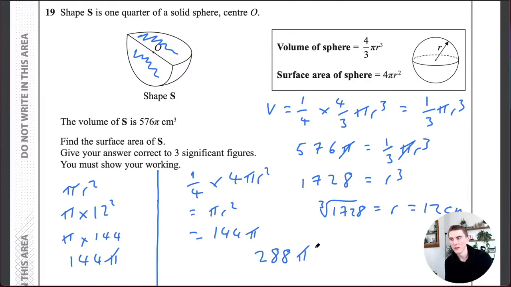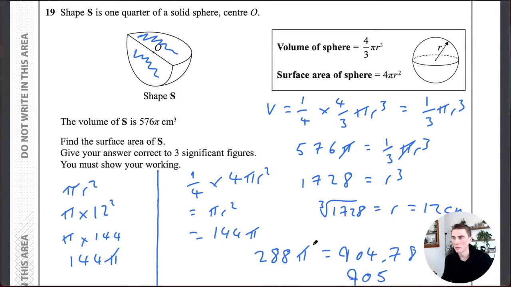Now, that itself is sort of an answer, but they want it to three significant figures, not in terms of pi. So I do 288 times pi on my calculator, and that gives us, what have we got? 904. Oh yeah, it's just 904. So it's actually 904.778, but because it's three significant figures, I have to round it to 905.